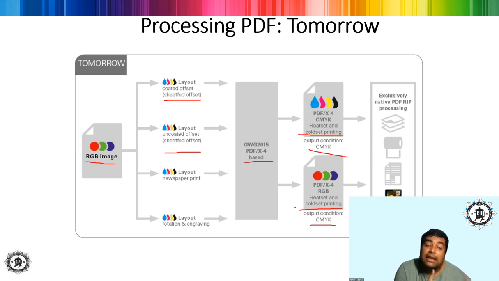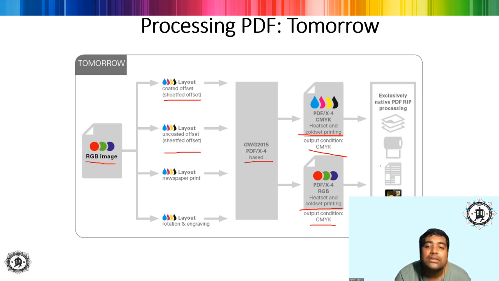But there is another reason. This is not the reason why RGB is allowed in your PDF files under the PDF/X standard or GWG specification. The reason is we want media neutral files or media neutral elements within the PDF file as such. Okay, that is for a different reason. I will come to that in the next lecture perhaps.